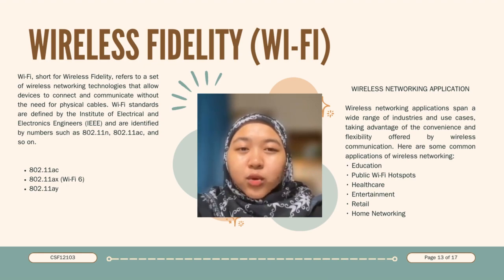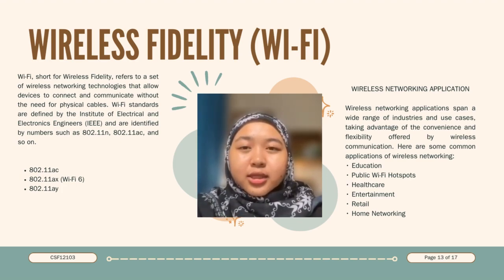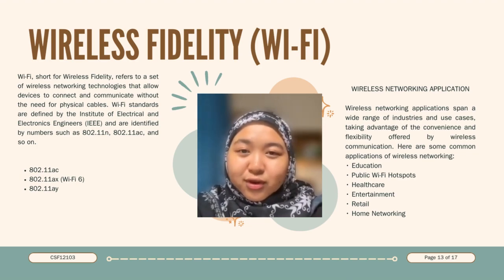802.11ac. It is a wireless networking standard in the 802.11 set of protocols. It is commonly known as Wi-Fi 5. The 802.11ac standard was developed to provide higher data transfer rates and improved performance compared to its predecessor. Next is 802.11ax or Wi-Fi 6. This one, commonly known as Wi-Fi 6, is the latest wireless networking standard in the family of protocols. It is designed to improve upon previous Wi-Fi standards, such as 802.11ac Wi-Fi 5, by delivering higher data rates, better performance in crowded environments, increased efficiency, and improved overall user experience.